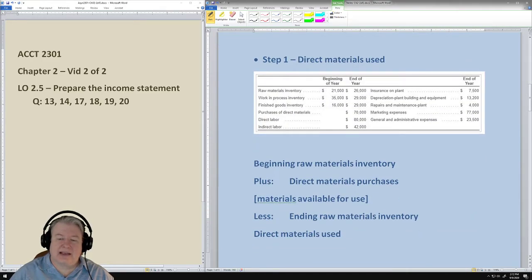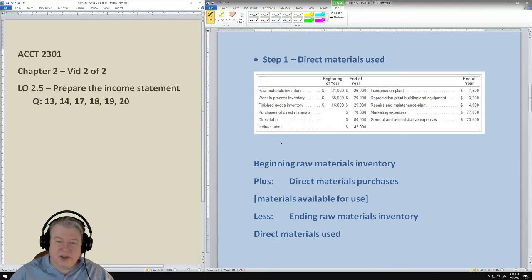So let's take an example here. We've got direct materials used, and you'll be given something like this. Sometimes it'll be a bunch of sentences, or sometimes it'll be a chart like this, but you'll be given essentially the same amount of information. So let's take a look and work through it.